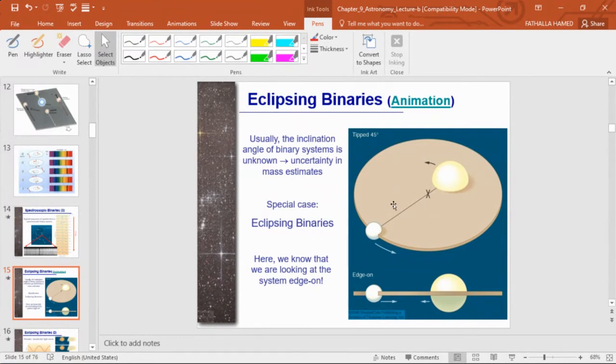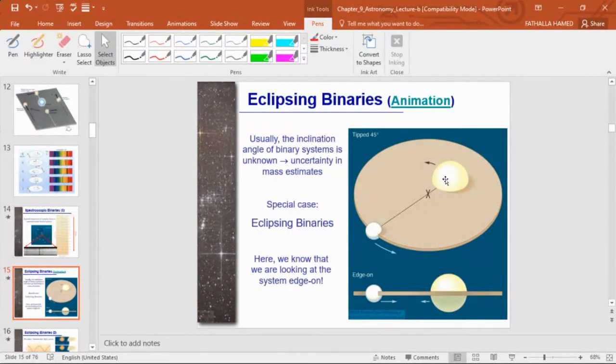Now, if they are in our line of sight, that means we can measure their intensity, and we will see this effect where one star can eclipse the other one. So this is an edge on here where you can see one star is in front of the other one.